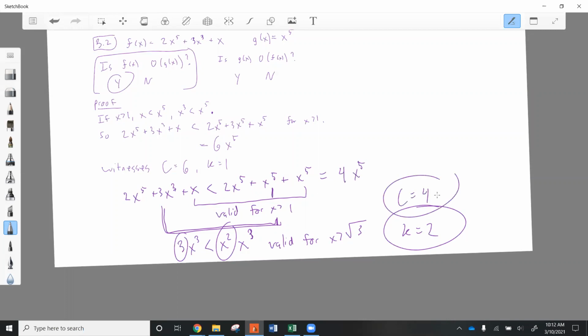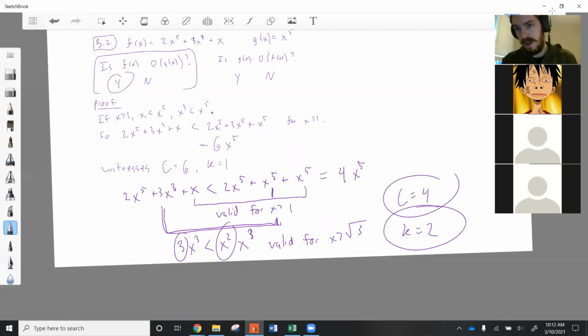So that's kind of another approach. You have a lower c value, but you're pushing k out further, making k larger to accommodate that, basically. Does that help with 3.2?